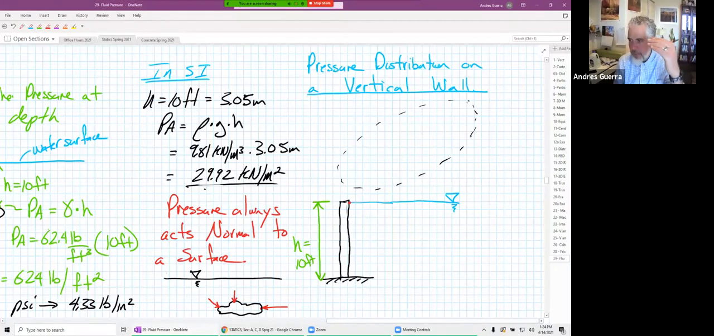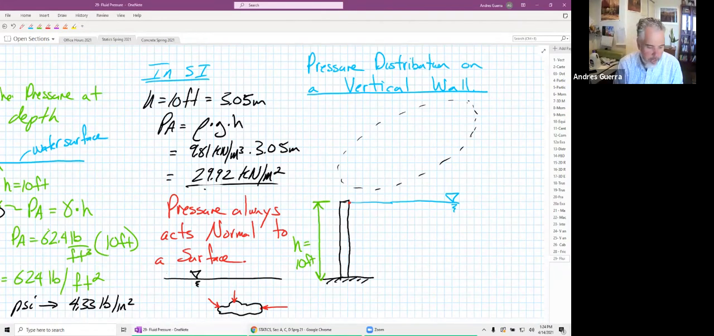At the very top of the surface, it's 0, right? And we're talking gauge pressure here. We're not talking about the absolute pressure. We're not taking into account atmospheric pressure or anything like that. We're just talking about what is the pressure in the fluid, neglecting all the atmospheric pressure stuff.